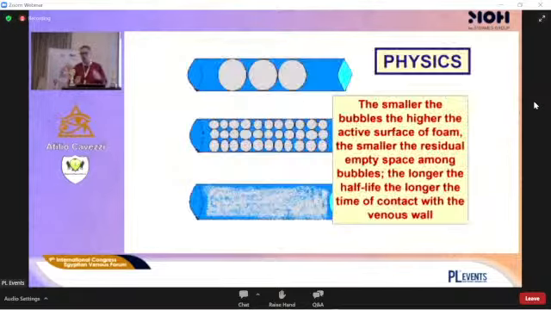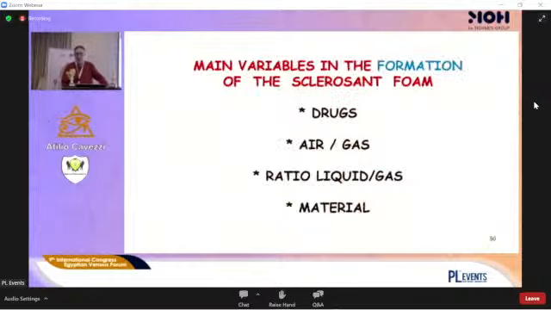So let's go to foam sclerotherapy. This is the second part of my presentation. Let's say that the smaller the bubbles, the better the foam, the better the outcome. So one main goal is to achieve a small bubble foam. This is very important. Which are the variables which condition our foam formation?